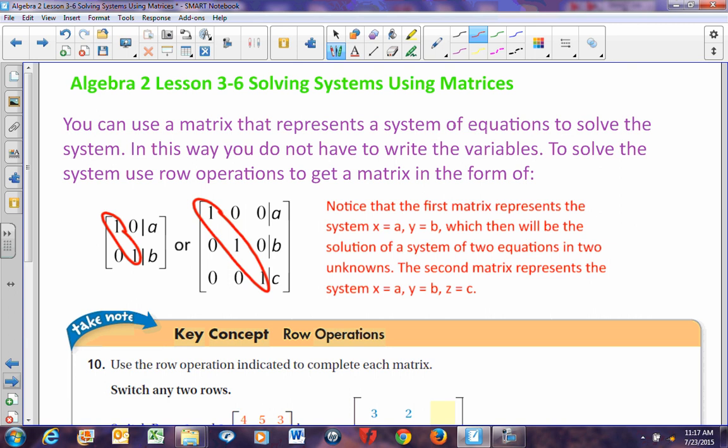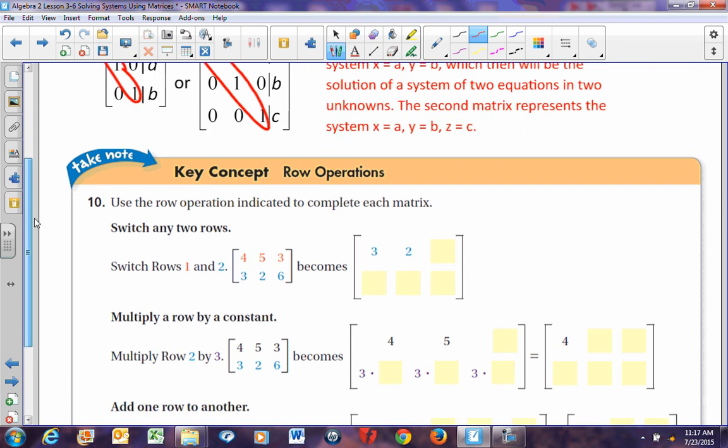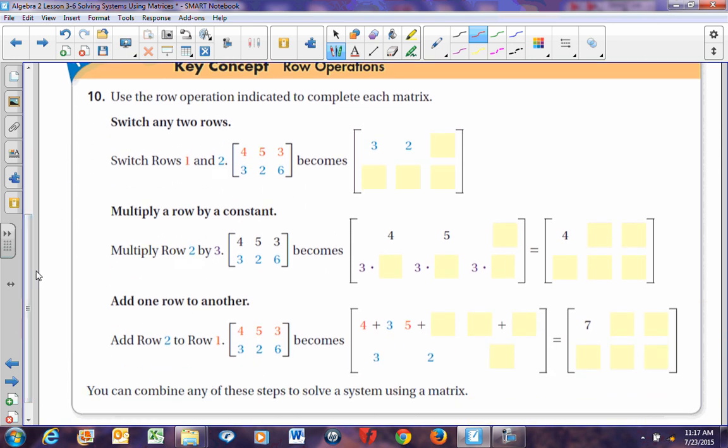All right, so to do that, you can use row operations. You can switch any two rows. If I switch row 1 and 2 of the matrix 4, 5, 3, 3, 2, 6, it would become 3, 2, 6, and then 4, 5, 3. We would just interchange the rows. It's perfectly acceptable. You can multiply a row by a constant.